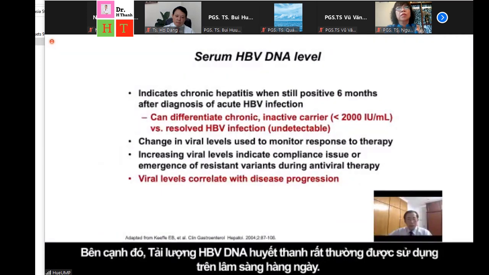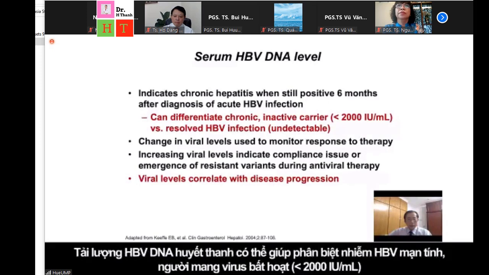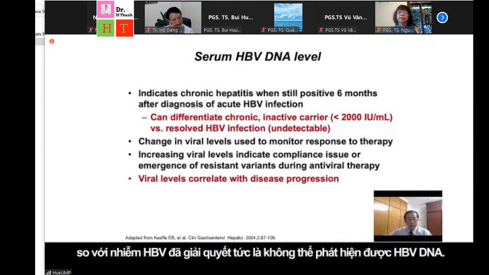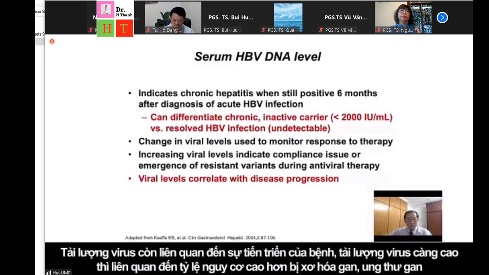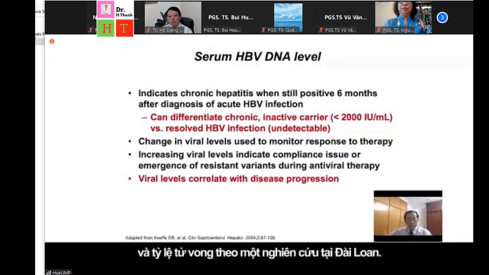In addition to the serological markers, the serum HPV DNA level has been widely used in our daily practice. The serum HPV DNA can differentiate the chronic infection in active HPV carriers versus the resolved HPV infection, that is undetectable HPV DNA. And in addition, the HPV DNA level correlates well with disease progression. Usually, the higher the baseline HPV DNA level, the higher the risk of liver cirrhosis, HCC, and liver-related mortality over time, as indicated by a previous REVEAL HPV study from Taiwan.